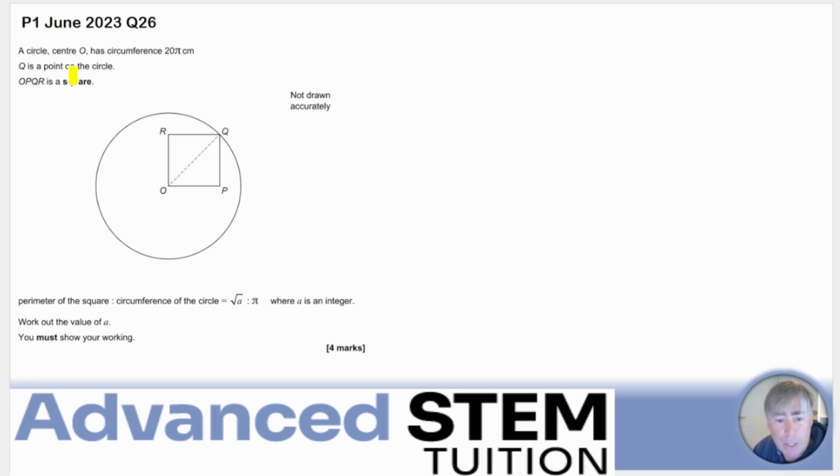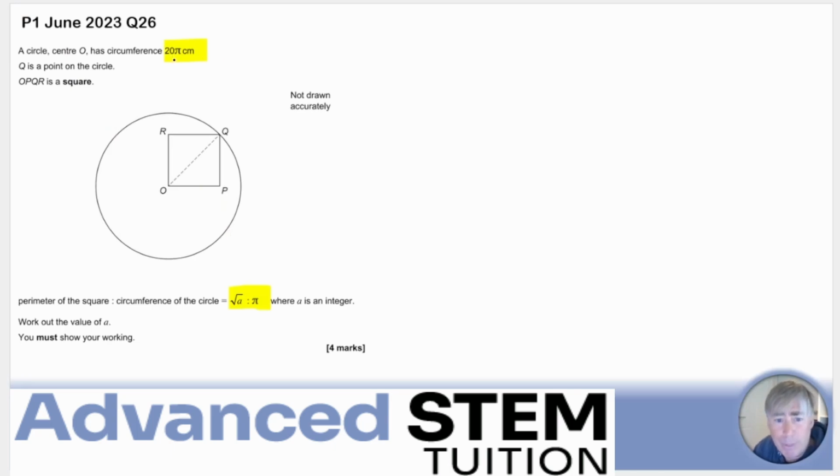Now, the question itself looks pretty challenging because we're told a couple of bits of information. First of all, we're told that the circumference of our circle is 20 pi. But the purpose of this question is to prove that the ratio of the perimeter of the square, which we currently don't know, to the circumference of the circle can be written as root a to pi, where a is an integer. So what do we know?